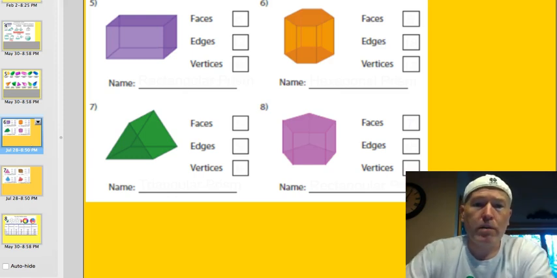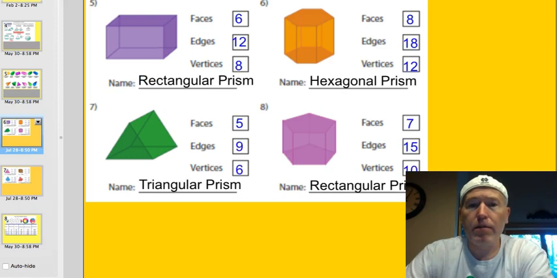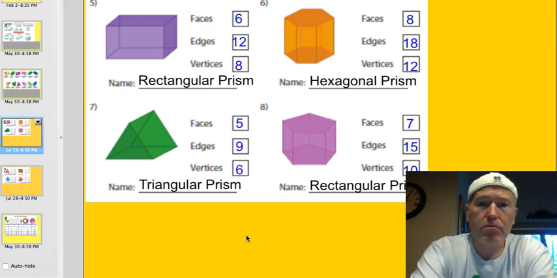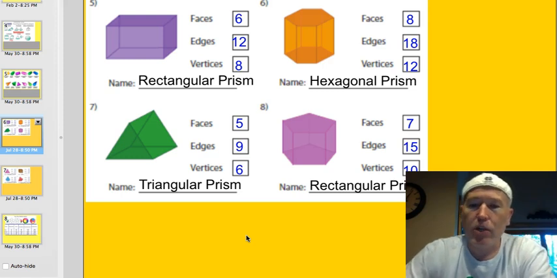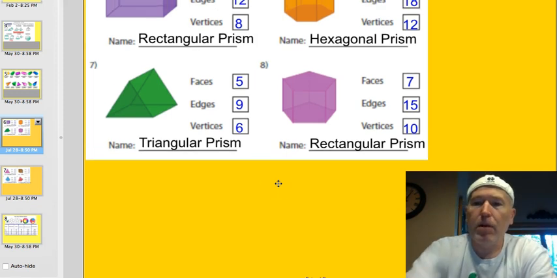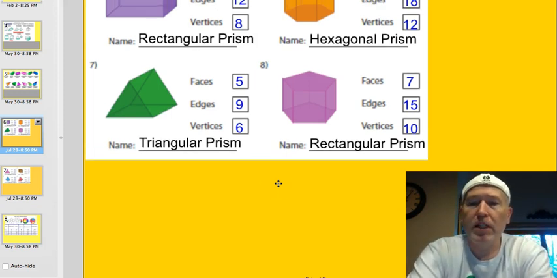Okie dokie. Click in the answers for you here. Rectangular prism, like a cube, it's 6, 12, and 8. Hexagonal prism, 8 faces, 18 edges, 12 vertices. Triangular prism, we got 5, 9 edges, 6 vertices. And the old rectangular prism, there we go, 7, 15, and 10.